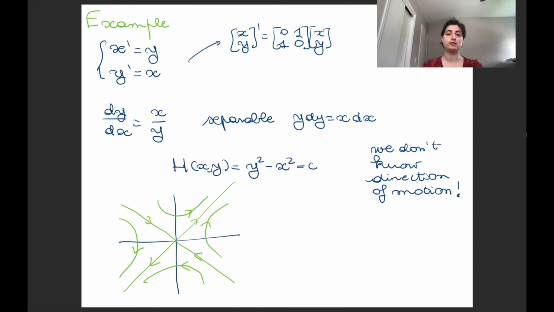And we can solve this, and we find that the function that we need to solve in order to determine the trajectories is h of x and y equals y squared minus x squared. So we want to set y squared minus x squared equal to a given constant and draw the lines determined by that. If you're only drawing the level lines of h, we don't know the direction of motion. So we have to go back to x prime equals y, y prime equals x to put the arrows in this picture.